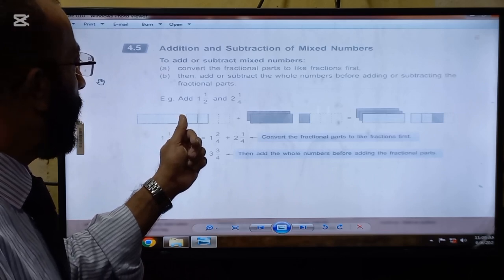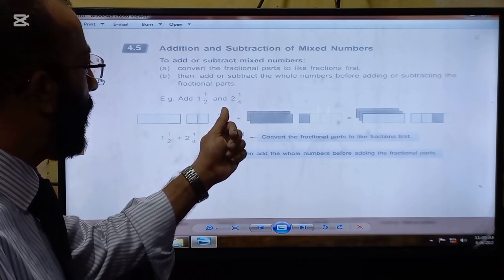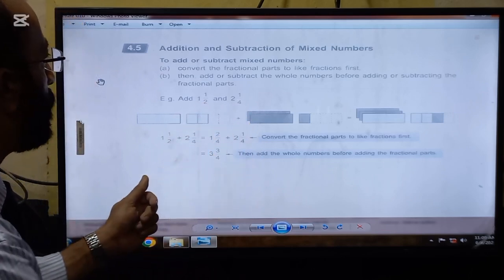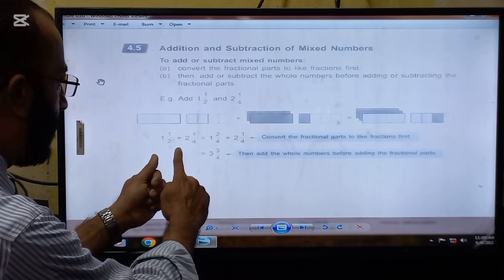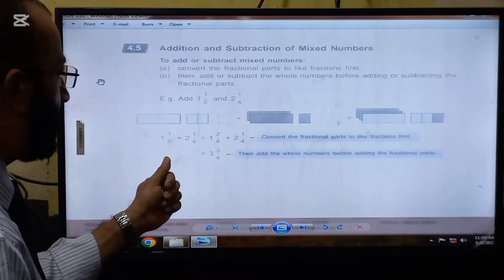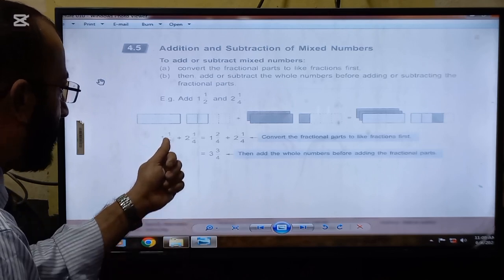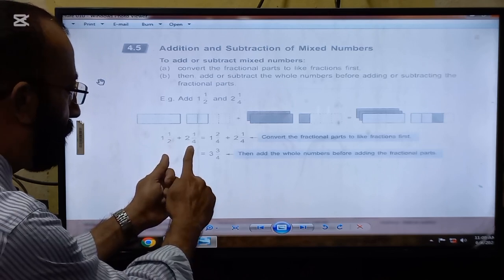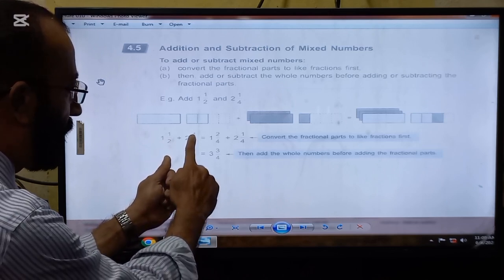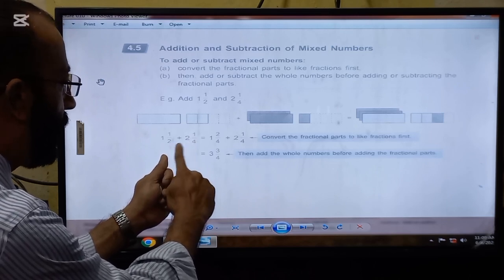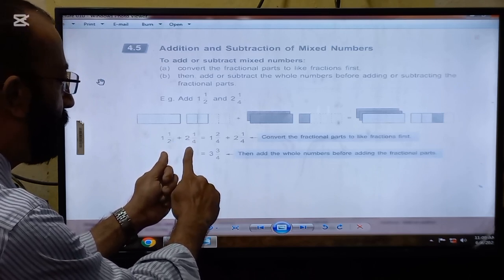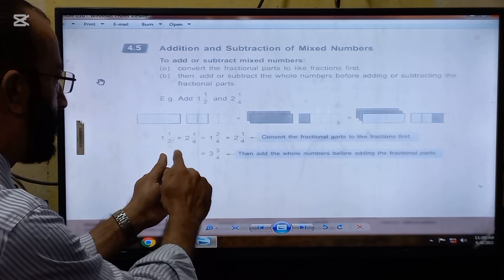So the question is: add one whole number 1 by 2 and two whole number 1 by 4. Because the requirement is to add them, a plus sign will be placed. If you look at the fractional part of the first mixed number, that is 1 by 2, and the fraction part of the second number, that is 1 by 4, these are unlike fractions. So first we will convert them into like fractions.